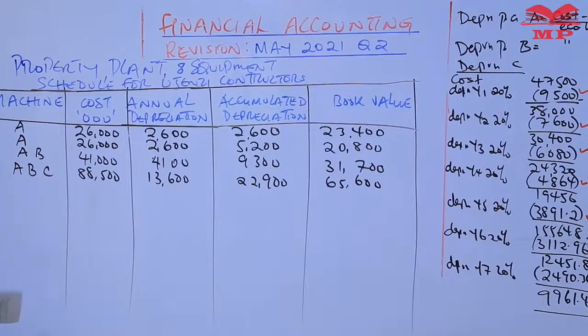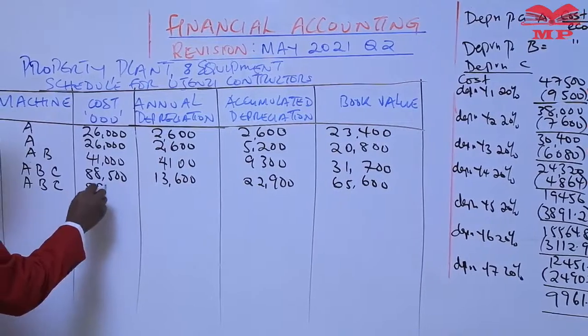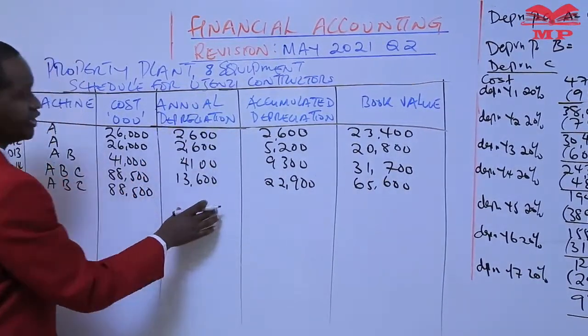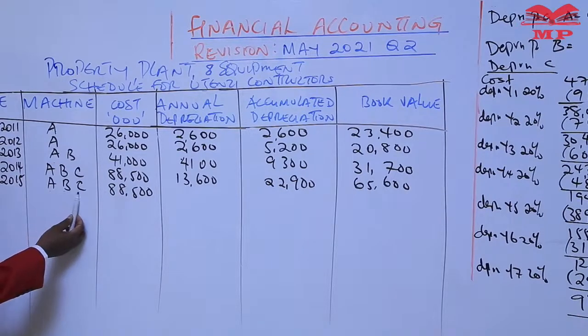Were there any purchases in 2015? No, there was no purchase. So therefore, candidates, the machine in existence at the end of the year 2015 will just be A, B, C. The cost remains 88,500. We will now determine, candidates, the annual depreciation for machine A, B, C.